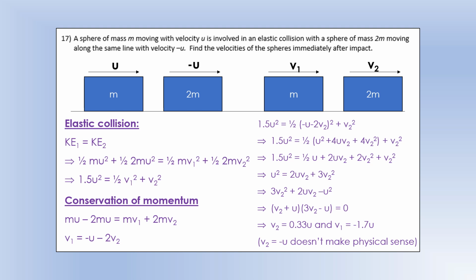So I'm going to substitute that into my previous expression. So I'm going to replace v1 with minus u minus 2v2. And then that creates for us a quadratic equation with v2 and u. So what I've done is I factorised that quadratic equation, and from that we can see that either v2 equals minus u, but that's actually impossible because that would mean the 2m mass was going back through the single mass, so that doesn't make sense. So v2 must be equal to 0.33u, and using that we then have v1 is minus 1.7u.